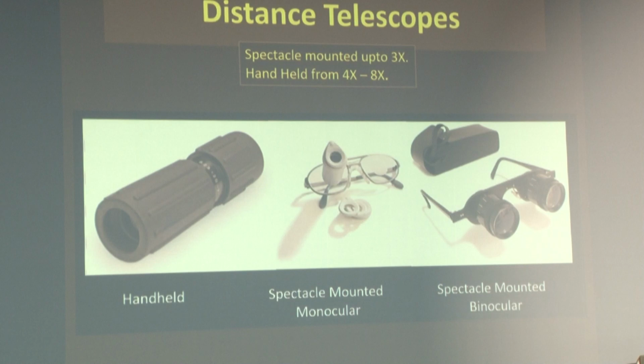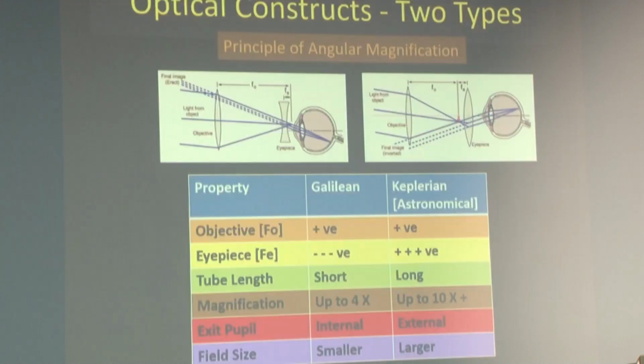So coming to the telescopes that we use for distance, there are basically three types. The first is a handheld telescope. Second is spectacle mounted. Now spectacle mounted can be monocular or binocular. The handheld one amongst these distance telescopes is the best one because it will provide us magnification from a minimum of 4x to a maximum of 8x. The spectacle mounted ones usually provide up to 3x.